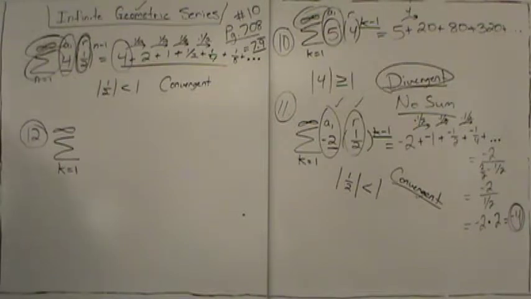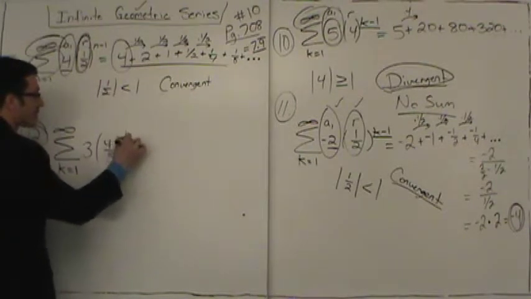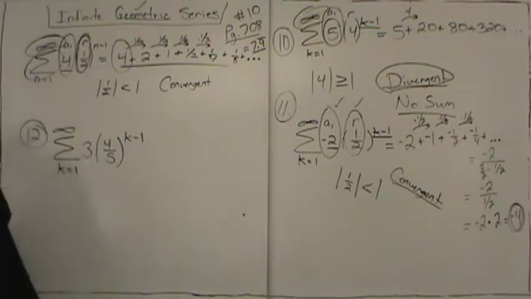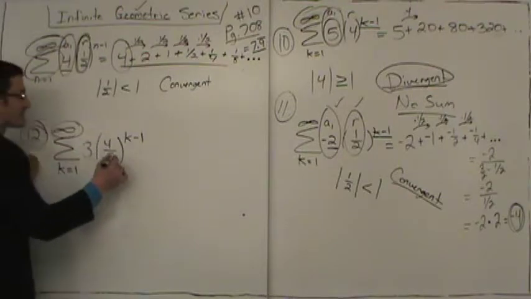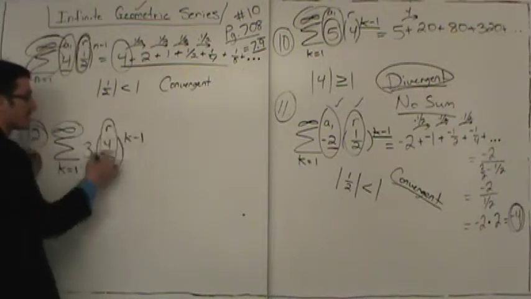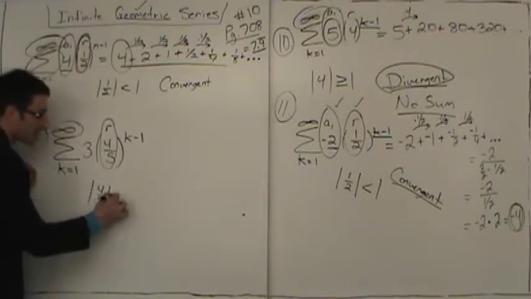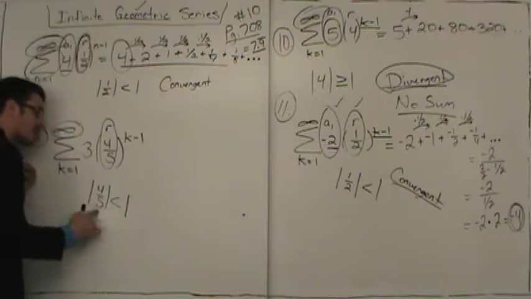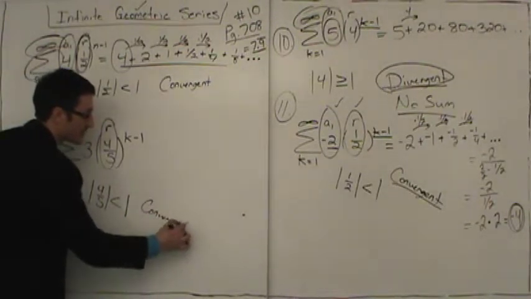So 3 times 4/5 to the k minus 1 power. And what are we doing? We're adding forever. Now question, is this going to converge or diverge? You should look at your r value immediately: 4/5. Write this. Is the absolute value of 4/5, the r value, less than 1? Yes, this fraction is less than 1, therefore we're going to have convergent.